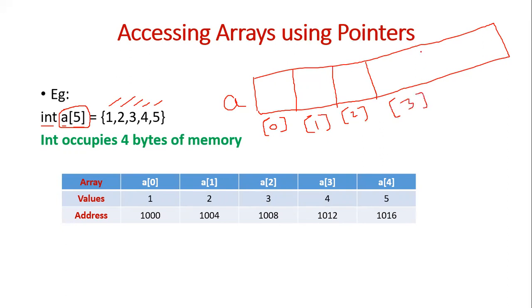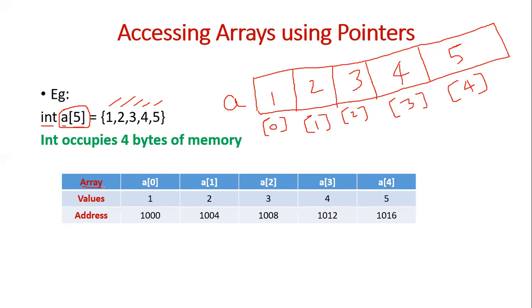Okay. And the fifth location will be called A of 4. Right? Okay. And what happens? 1 will be stored in A of 0. 2 will be stored in A of 1. 3 will be stored in A of 2. 4 will be stored in A of 3. And 5 will be stored in A of 4. Okay. Now, that is what this table says.